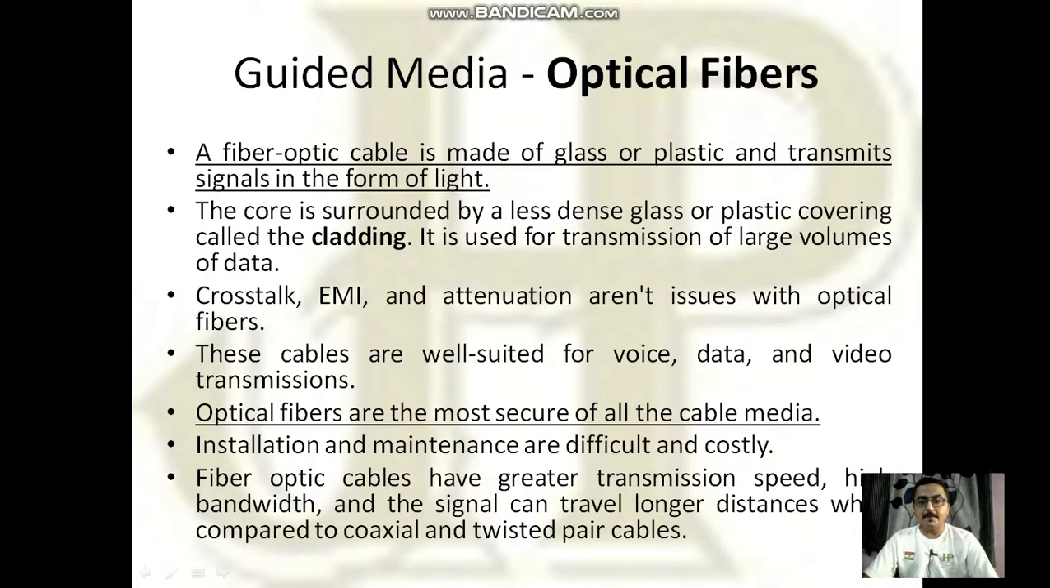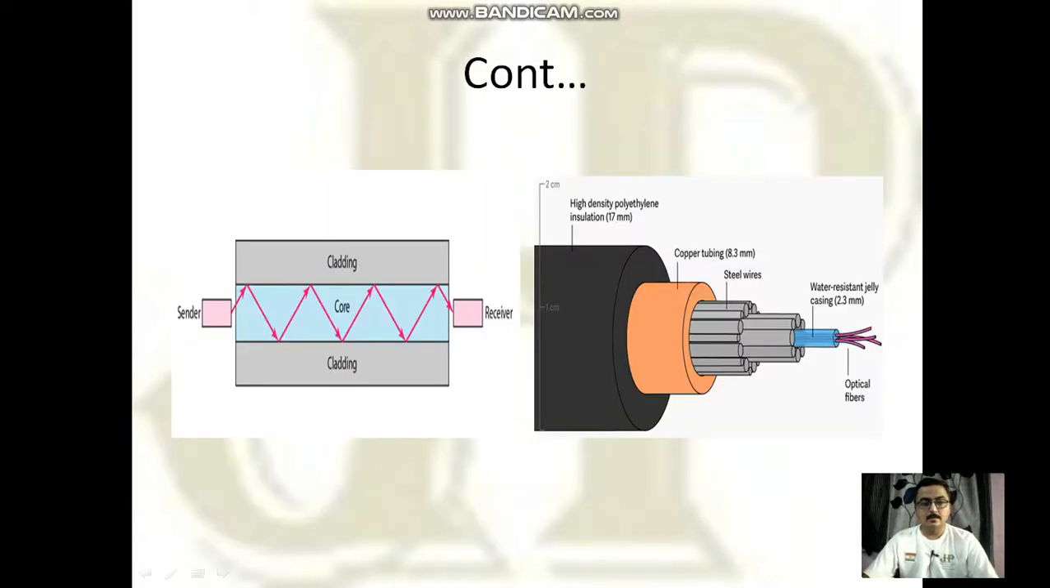Now, the optical fiber. A fiber optic cable is made of glass or plastic and transmits signals in the form of light. Okay. The core is surrounded by a less dense glass or plastic covering called the cladding. Here, the sender is sending the data and that data is transferred with the help of light to the receiver, and this core is surrounded by the cladding.